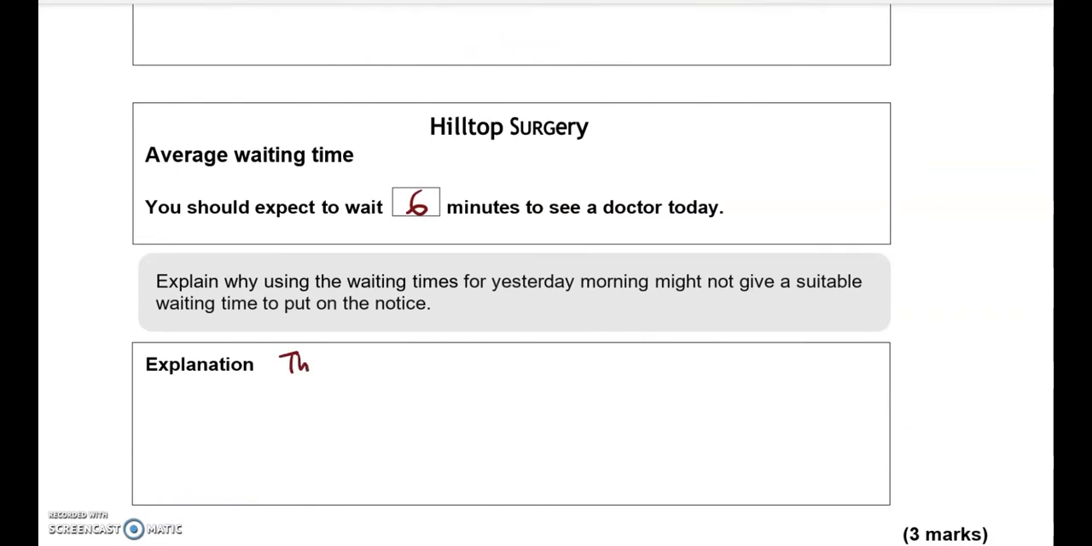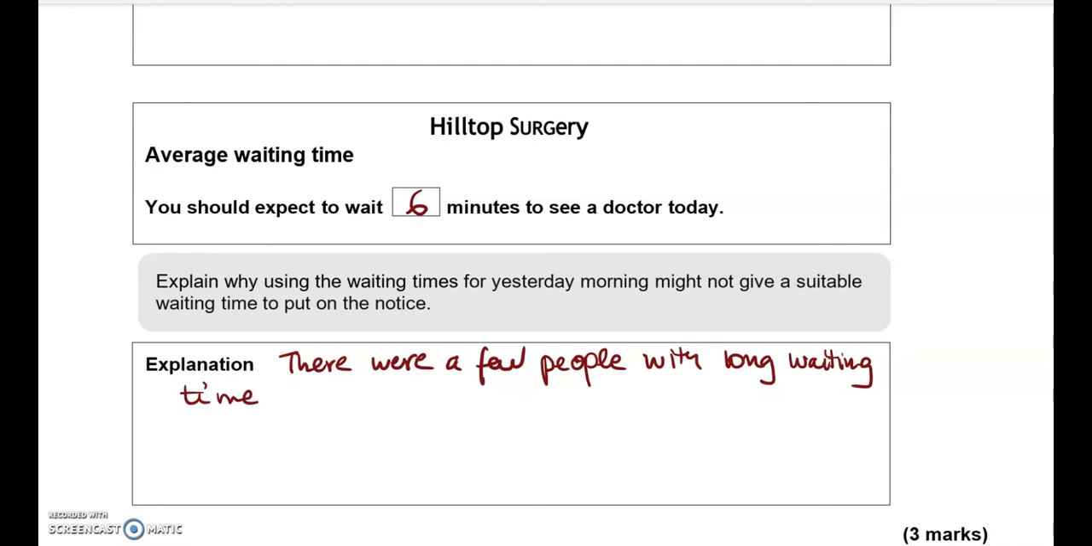So we can write a sentence here. So we can say there were a few people with long waiting times which affected the average.